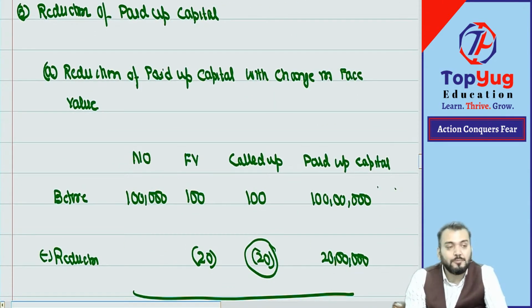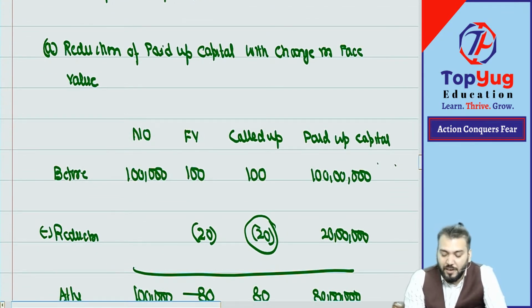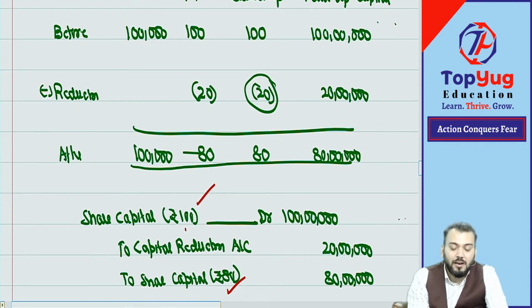There can be two types of reduction. One is with change in face value, the other is without change in face value. Whenever it is with change in face value, we have taken one example where the face value was rupees 100 and called up was also 100 but reduced by 20.